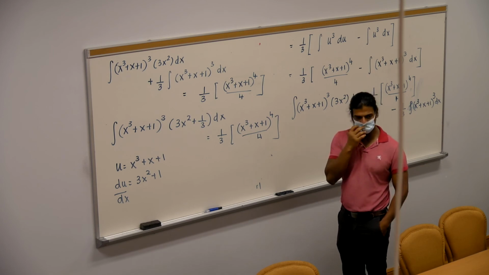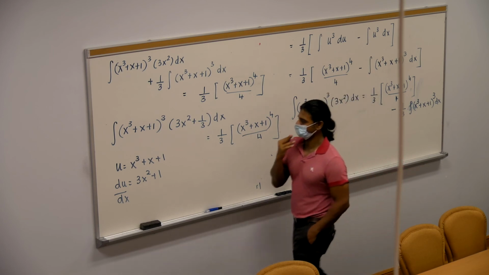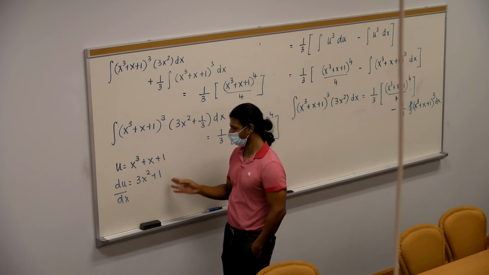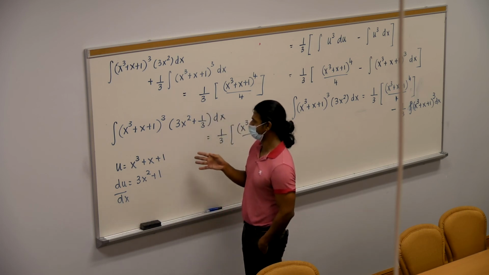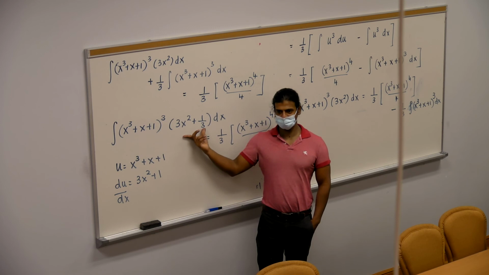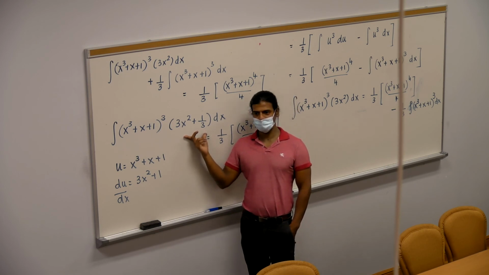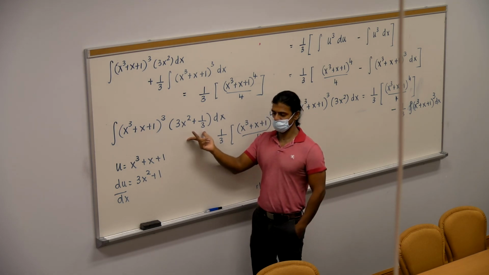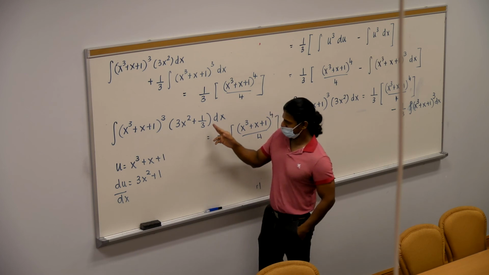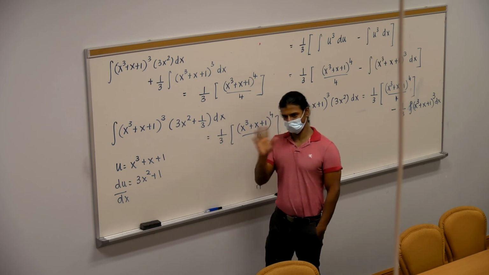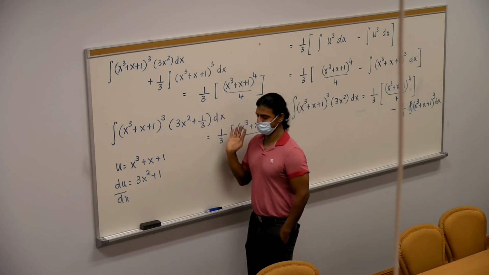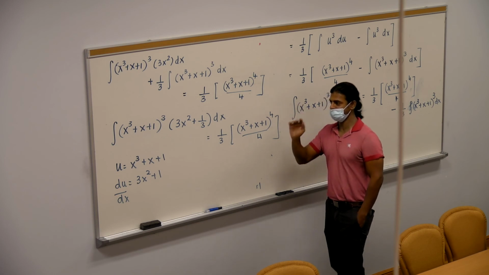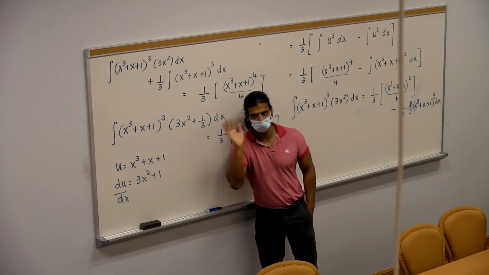So I'm trying to make a point here. If you pick u to be x cubed plus x plus 1, you end up getting 3x squared plus 1. But what we have here is 3x squared plus 1/3, right? If we do an algebraic trick at this step, and write that 1/3 as 1 minus 2/3, and then do a substitution, you would still end up getting another term, minus 2/3 and (x cubed plus x plus 1) cubed.